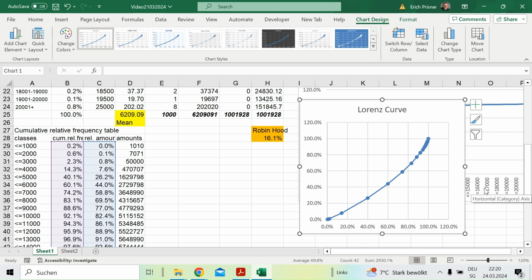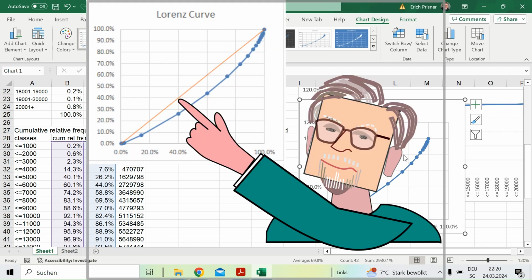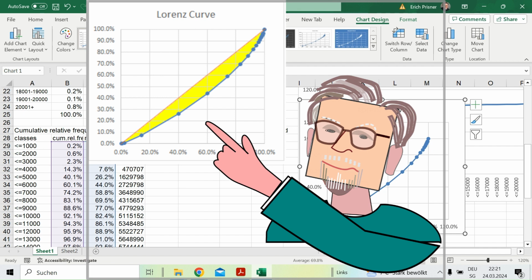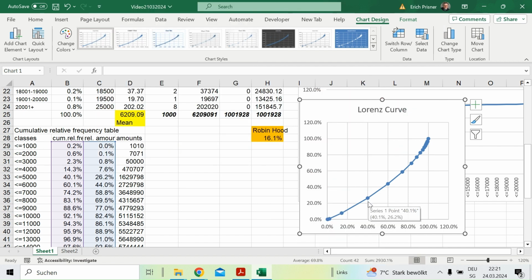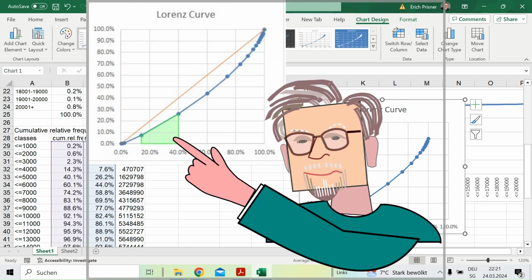Okay, next let's calculate the Gini index. And remember, the Gini index is twice the area between the diagonal, this is the diagonal here, and the Lorenz curve. So we look at the area between diagonal and Lorenz curve, and we multiply it by 2 to get the Gini index. And in order to get this area between the diagonal and Lorenz curve, we need to find the areas of these trapezoids. So remember, trapezoids means we look at two consecutive points here.